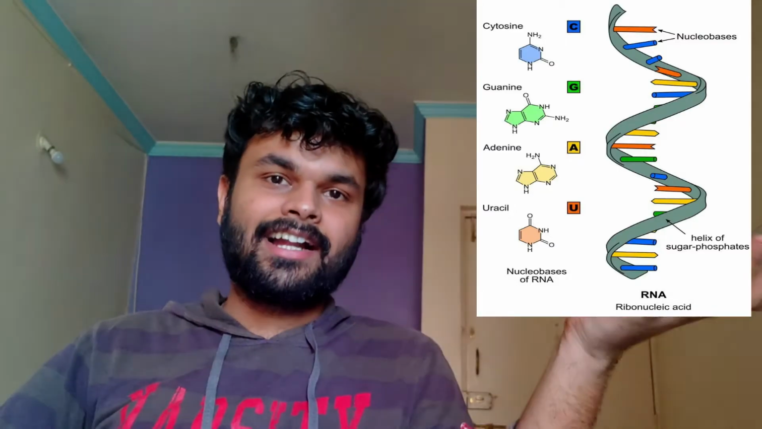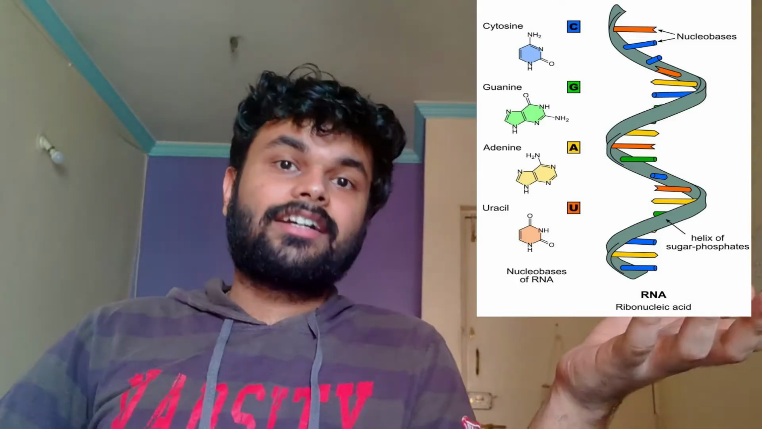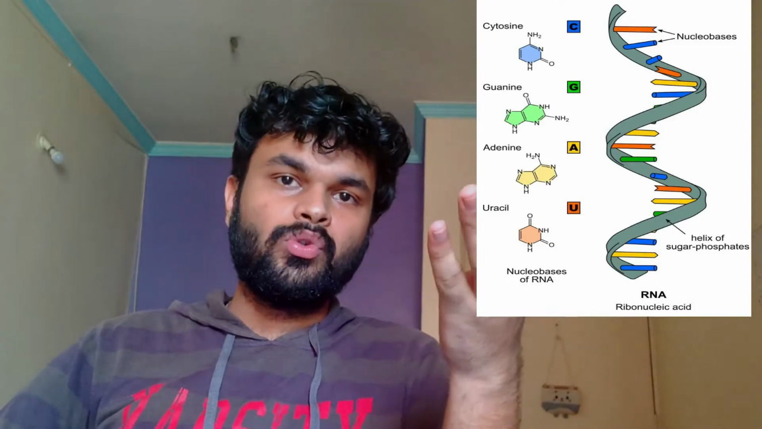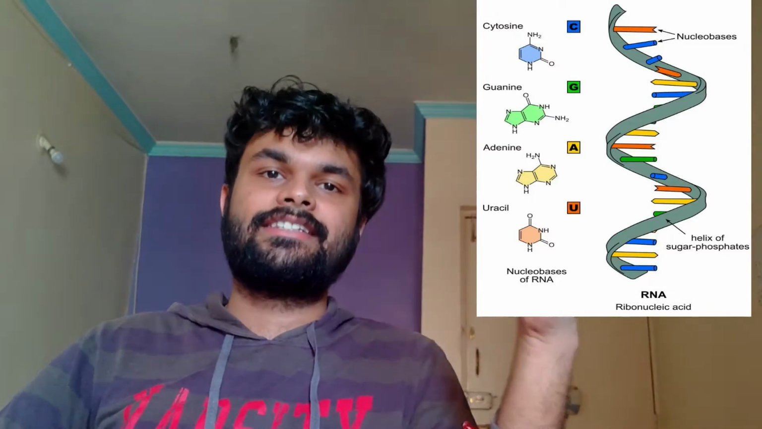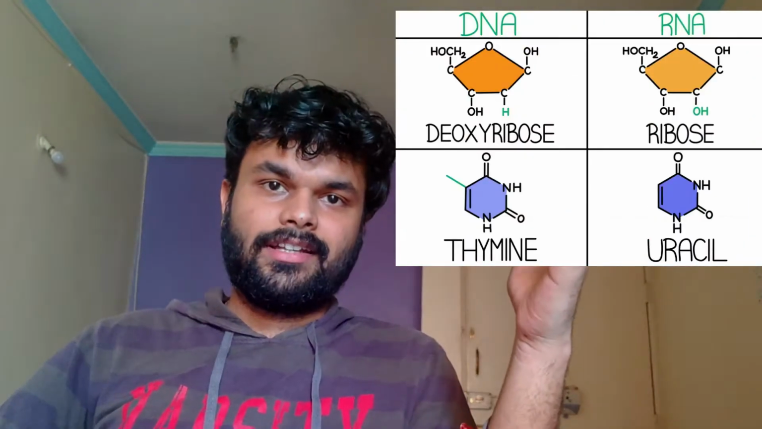The nucleotides are represented by the letters A, U, G, C. These are the compounds that form the nucleotide. A stands for adenine, U for uracil, G for guanine, and C for cytosine. In DNA, instead of uracil, we have thymine. The arrangement of these codes in a particular manner determines which type of protein they are going to form.